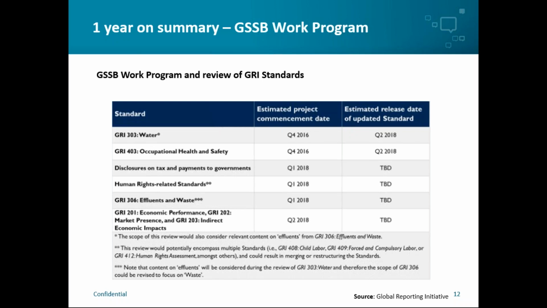So after water and health and safety, the GRI will be looking at introducing some new disclosures around tax and payments to governments. And this work will commence in Q1 next year. There will also be a focus on the human rights related standards, and this could cover any of the current ones, including 408, child labour, 409, forced and compulsory labour, or even 412, human rights assessments. And this is also planned for Q1 next year.